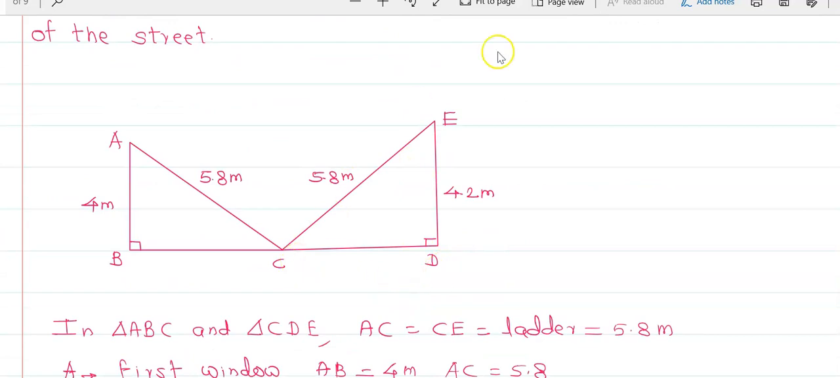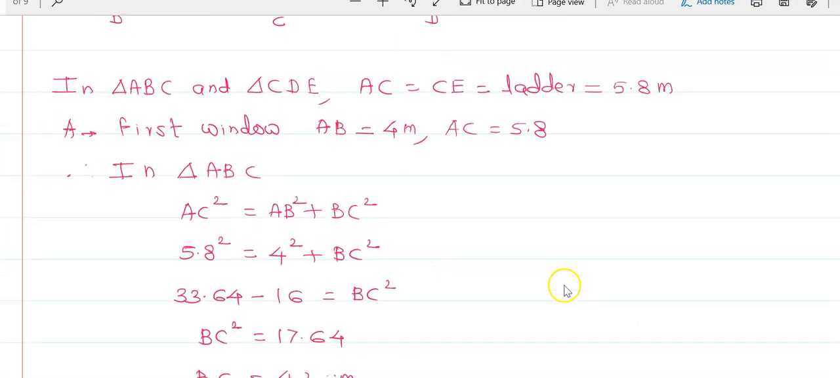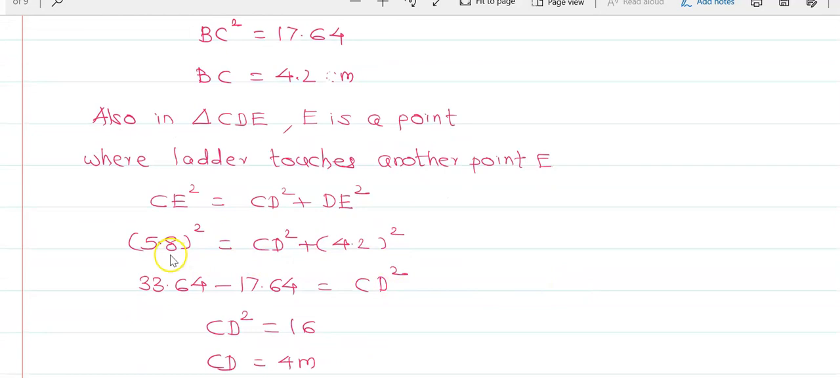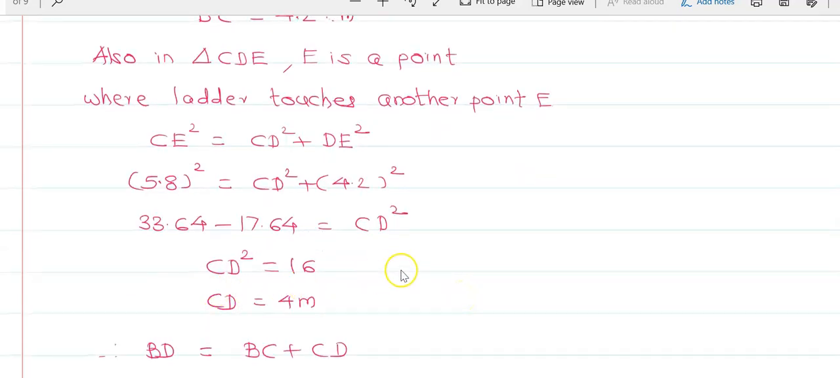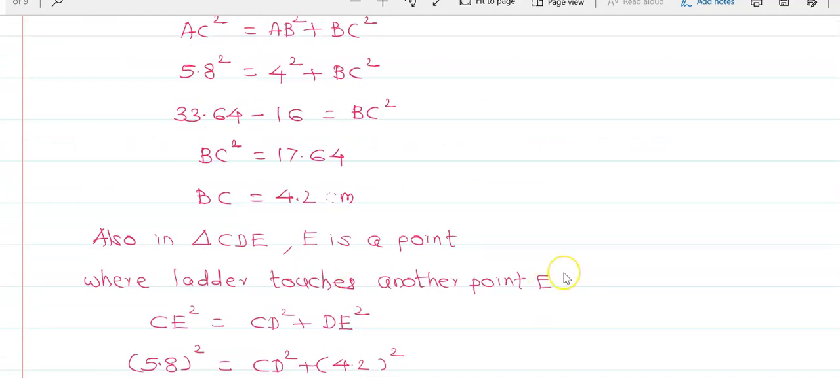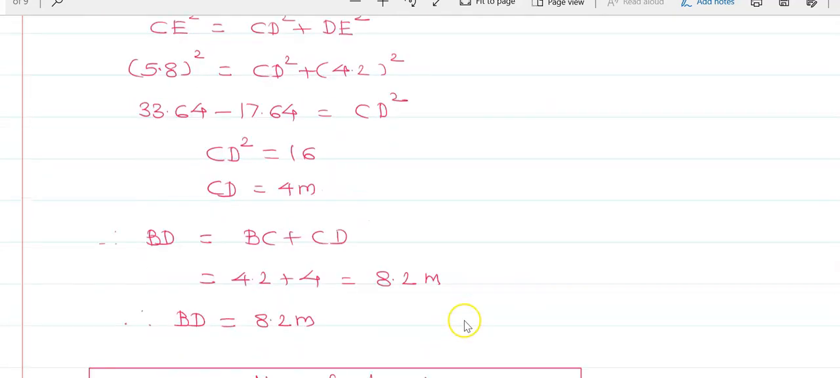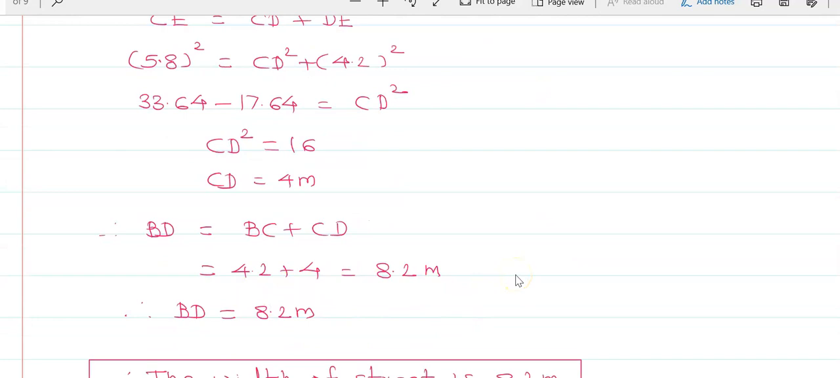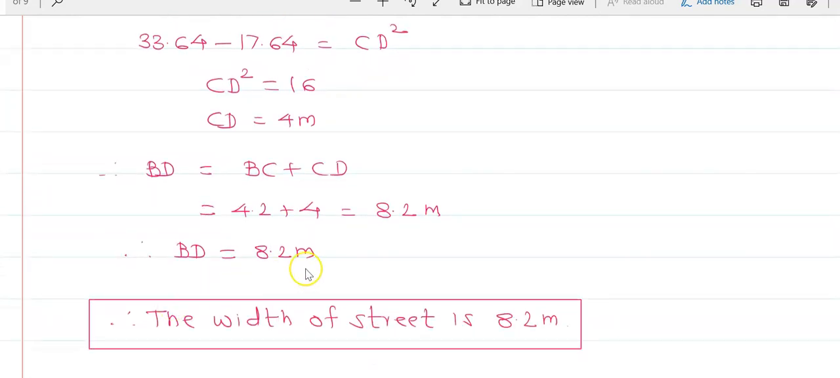Now, next is also CDE. This is a triangle. CE square is equal to DE square plus CD square. 5.8 square is equal to CD square plus 4.2 square. 33.64 minus 17.64, that is CD square. Therefore, CD square is equal to 16. CD is equal to 4. Therefore, CD is 4, and again, BC is 4.2. If we add it, 4.2 plus 4, 8.2 meter. Therefore, BD is 8.2 meter. Therefore, the width of the street is 8.2 meter.